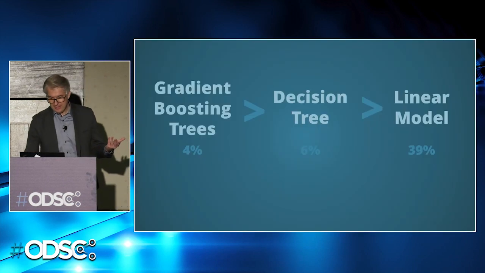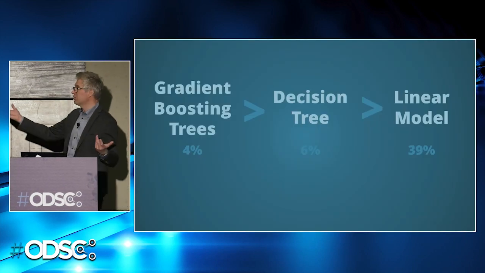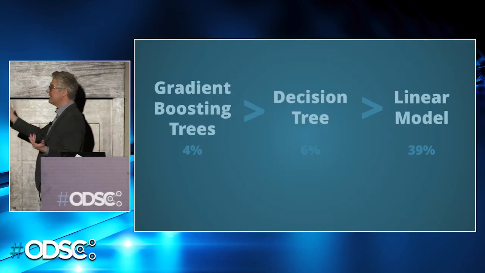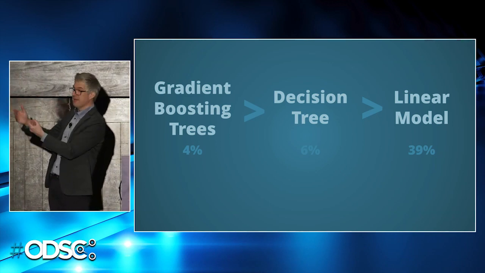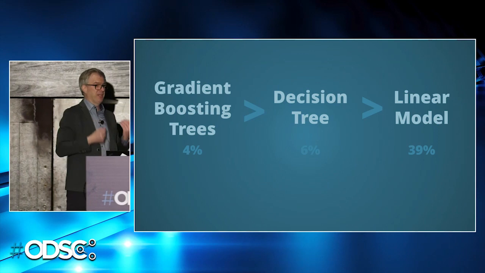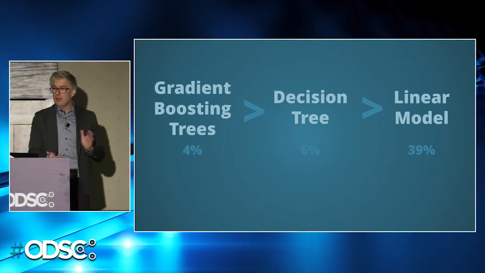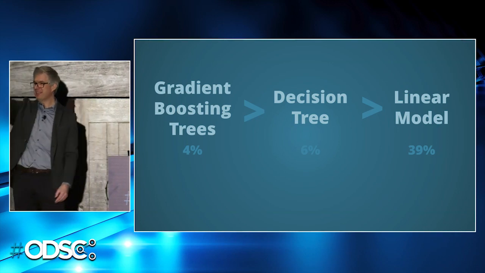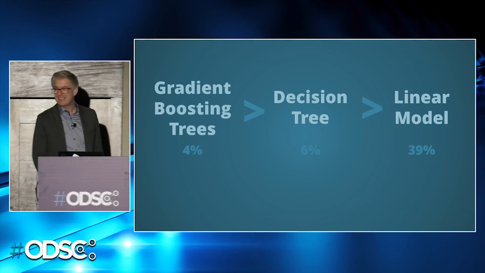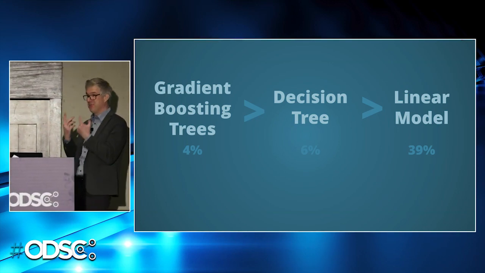Well, obvious then, right? We have gradient boosted trees with a 4% error rate, decision tree with 6%, and the gradient boosted trees are better than the decision trees, and the decision trees are much, much better than the linear model with 39. Clear case, gradient boosted trees it is. Let's put it into production. I see the first person already shaking their head, and they are right. I would never just do that.